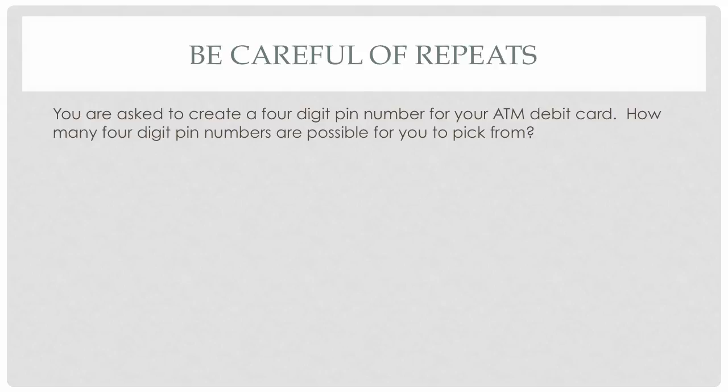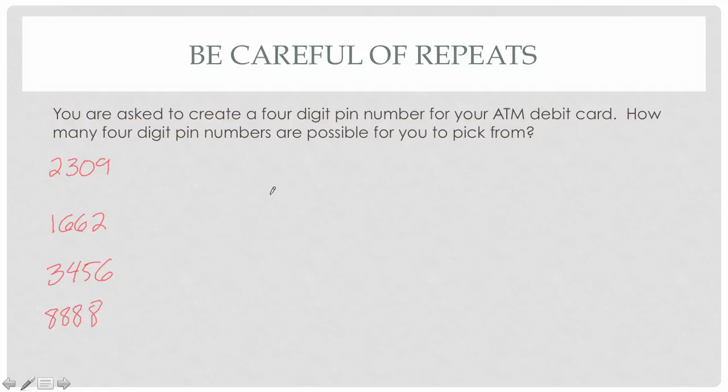You are asked to create a 4-digit PIN number for your ATM debit card. How many 4-digit PIN numbers are possible for you to pick from? Well, let's think about this. Your debit card has a number, and when you slide your card, it asks you what's your PIN number. It helps give a little bit of security. So you could have 2309 as a 4-digit PIN. You could have 1662. You could have 3456. You could have 8888. Those are all possibilities, right? I just need a 4-digit PIN number for your ATM card.